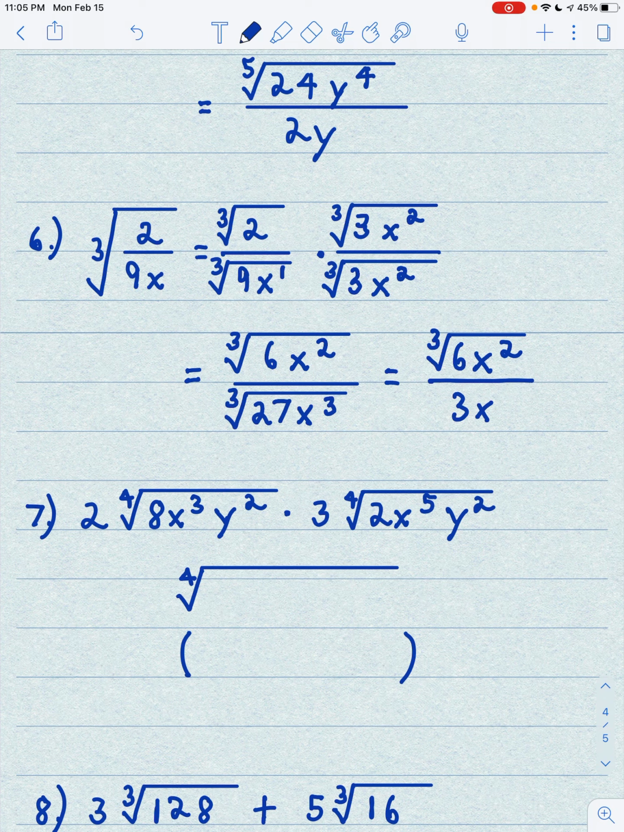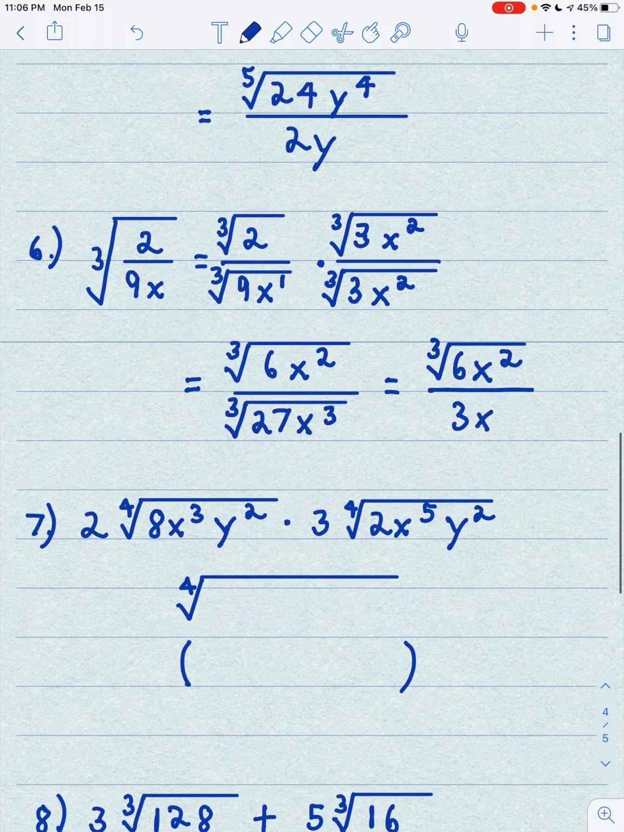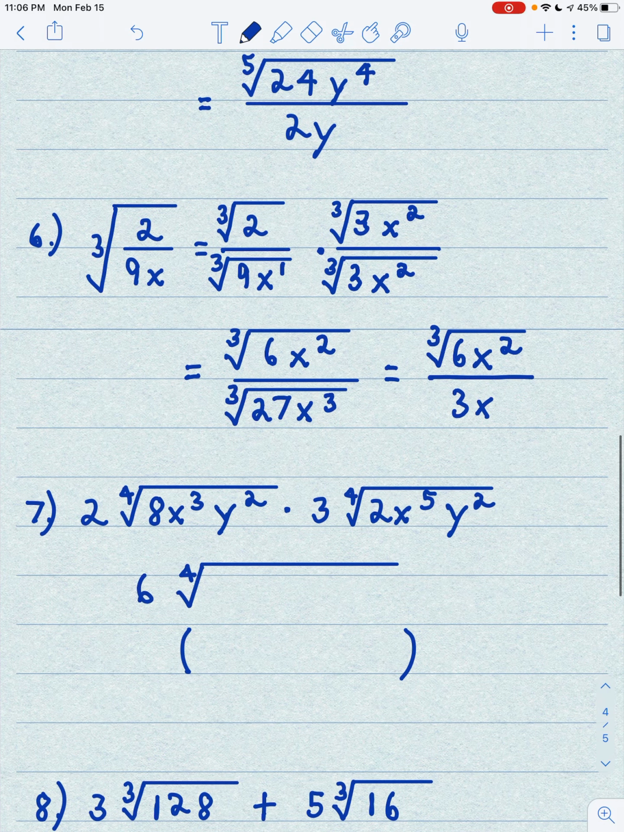Couple more. Number 7, 2 times the fourth root of 8x cubed y squared times 3 times the fourth root of 2x to the 5th y squared. So we would want to multiply the non-radicals together. The 2 and the 3 give us 6. And then the fourth root, assuming our radicands are positive, which is what we are assuming, 8 times 2 would give us 16. Then we're going to get x to the 8th and y to the 4th.